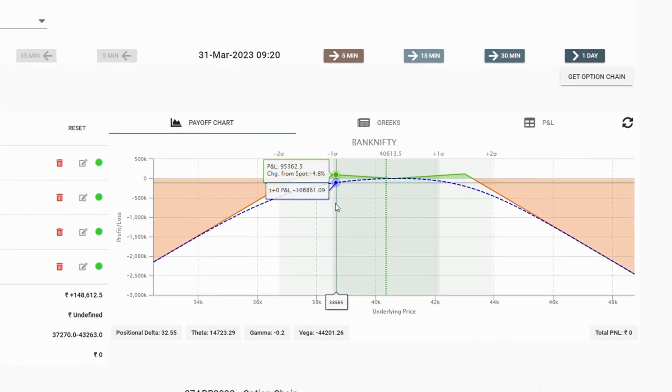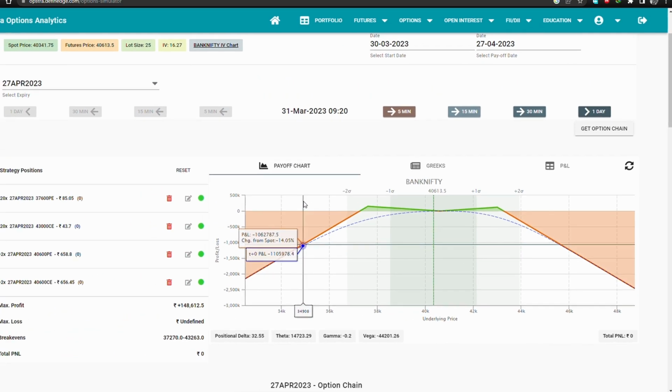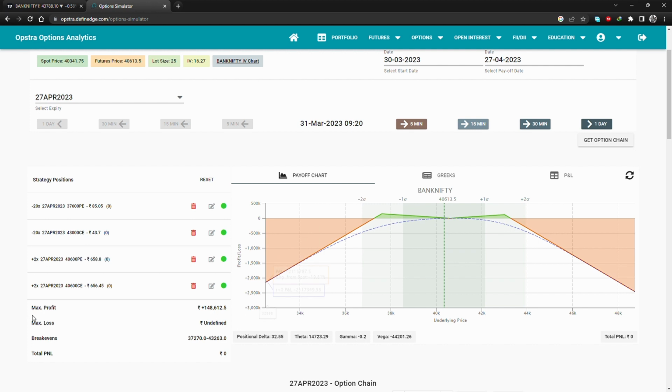And here is the chart of the strategy which I actually showed you in the beginning, and I am getting the maximum profit of 1,48,612 rupees. So I got a very huge range, and at the ends of that range I can get a very huge profit also. And in the middle I do not get much profit. So this is how our strategy looks.